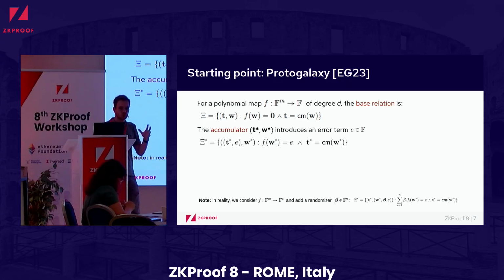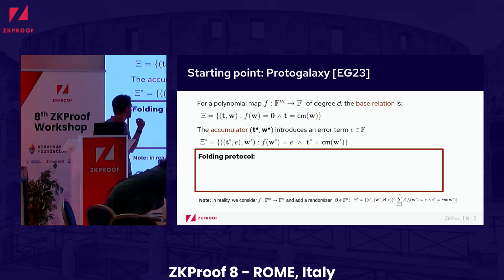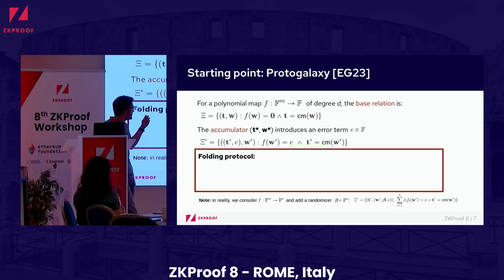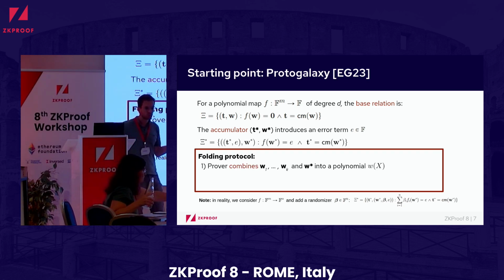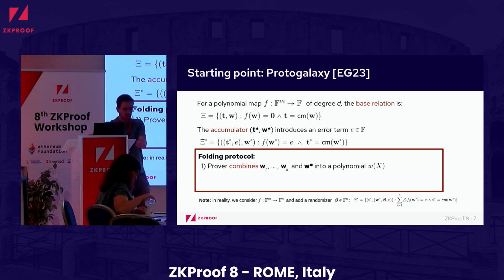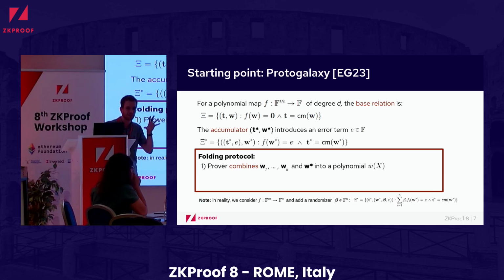But since we're not really doing any change on this aspect with respect to Protogalaxy, we're kind of avoiding this complication just for clarity. And in Protogalaxy, the folding works as follows. So the first step, the prover has to combine the witnesses, W1 to WK, and the accumulator into a polynomial that interpolates all of them. So we're really creating sort of a quantum superposition of all the witnesses and the accumulator we have by putting them all together in a polynomial.